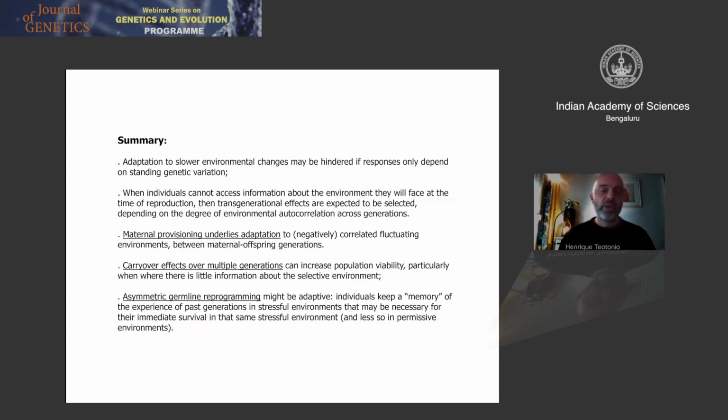And finally, and more mechanistically, it seems to me that there could be asymmetric germline reprogramming, and that this could be adaptive in the sense that individuals keep a memory of the experience of past generations in stressful environments that may be necessary for their immediate survival in that same stressful environment, but less so when the environments are permissive.